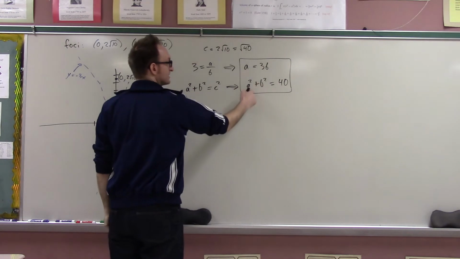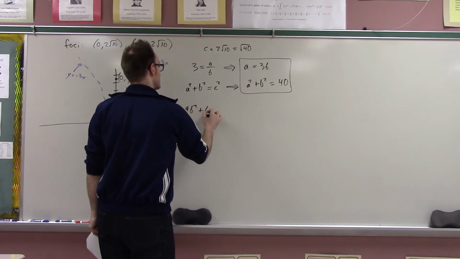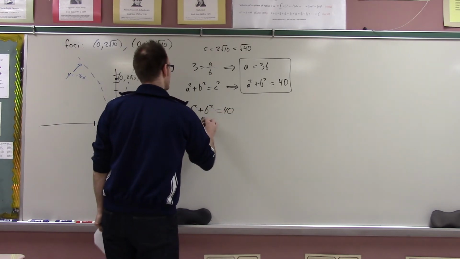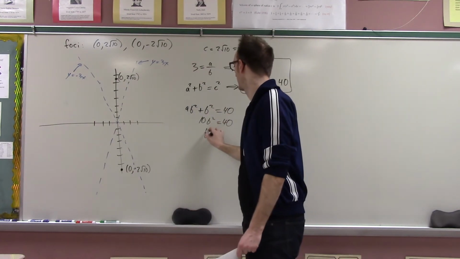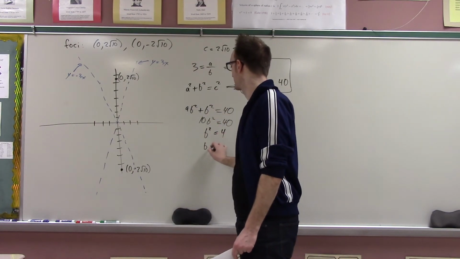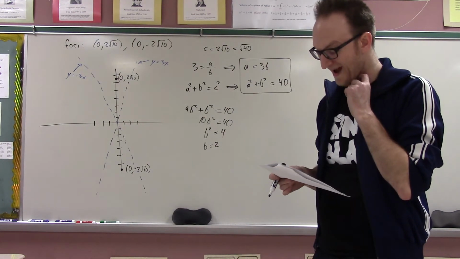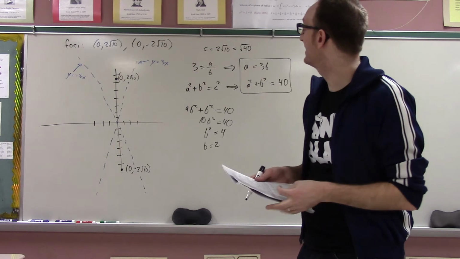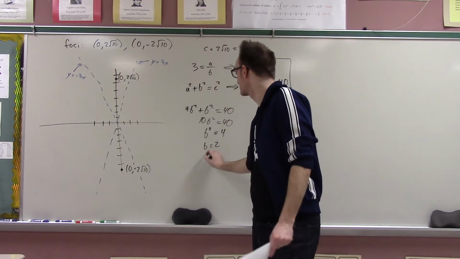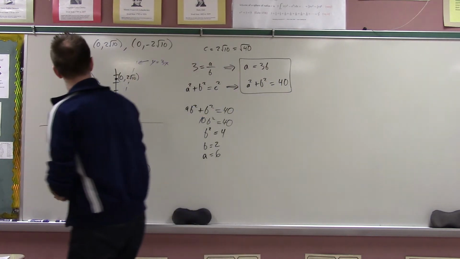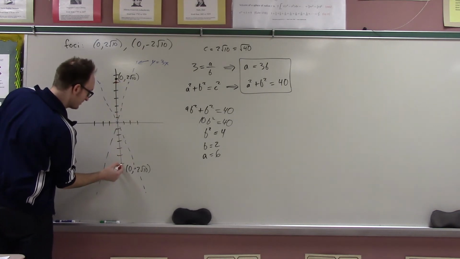So if that's that, I'll sub that in, and I'll get A squared is actually just 9B squared plus another B squared equals 40. So if 10B squared is 40, then B squared is 4. And that means that B is 2. So if B is 2, then what's A? A is 6. And that sort of looks about right.